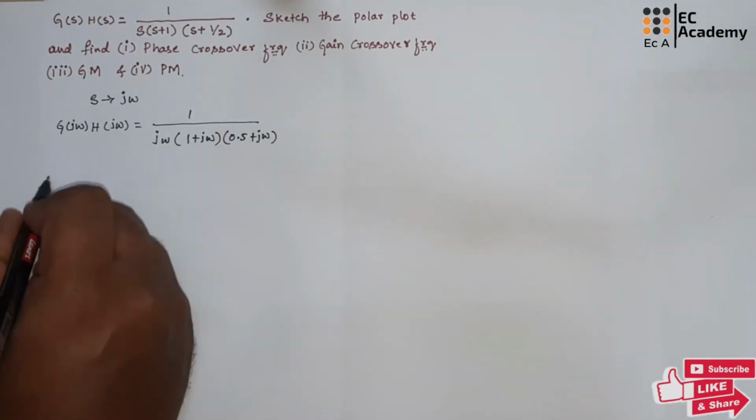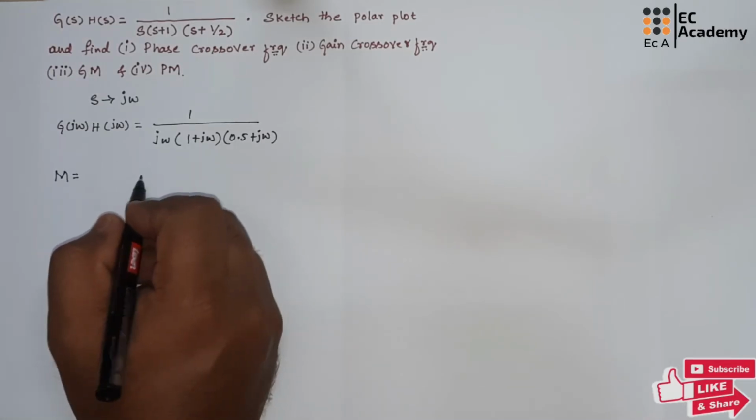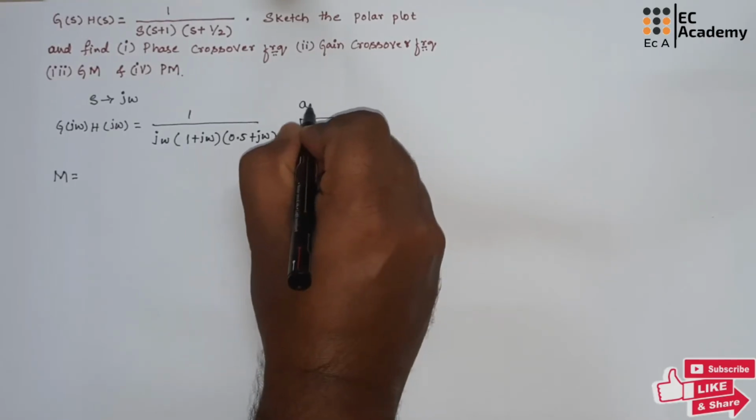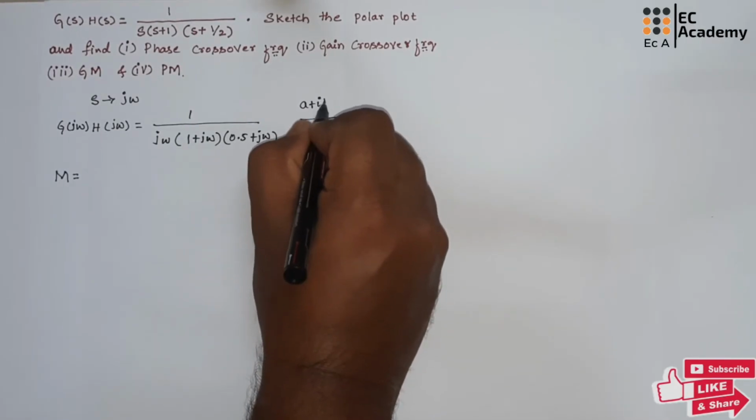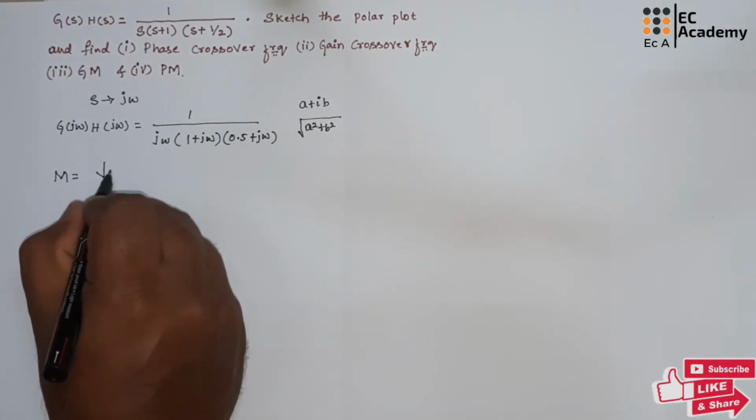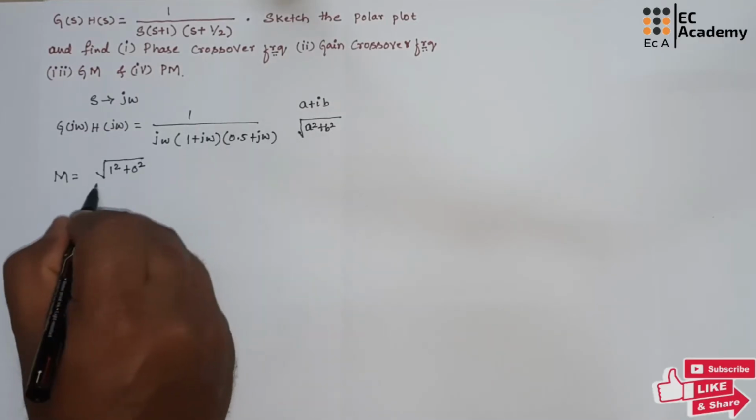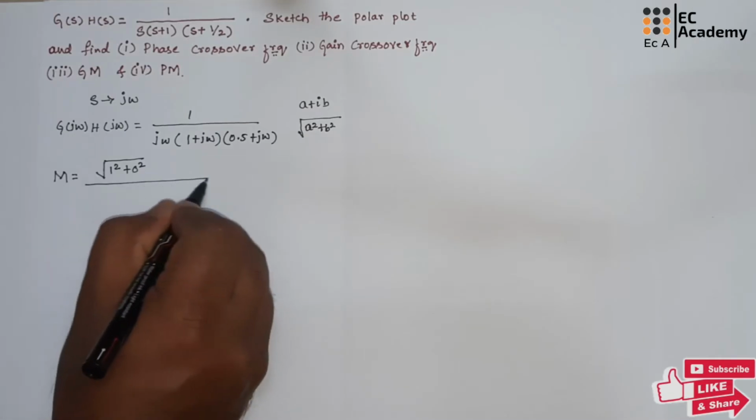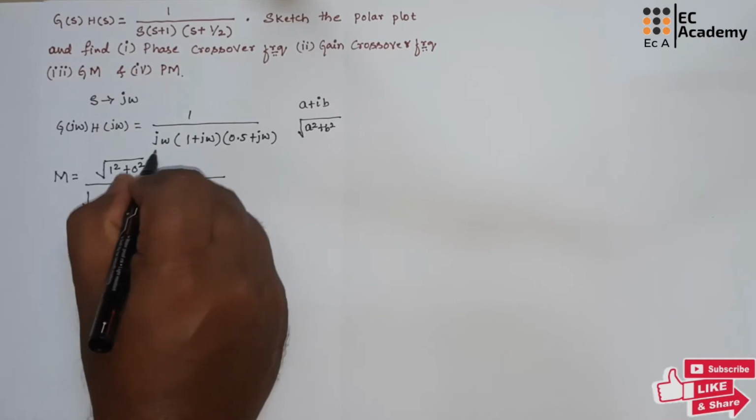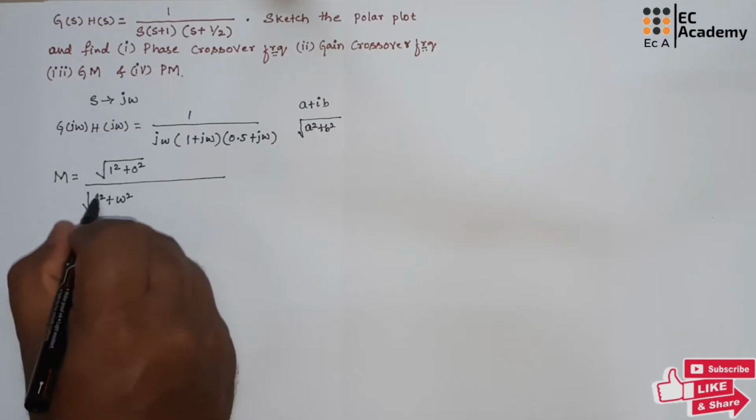From this transfer function, let us find magnitude. Magnitude we can find as square root of a square plus b square if the equation is in the form of a plus jb. So here in the numerator we have the real term, so we can take this as square root of 1 square plus 0 square, we don't have any imaginary term, divided by, in the denominator we don't have any real term, so we can write that as 0 square plus omega square.